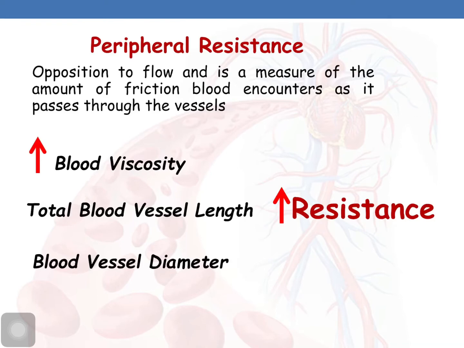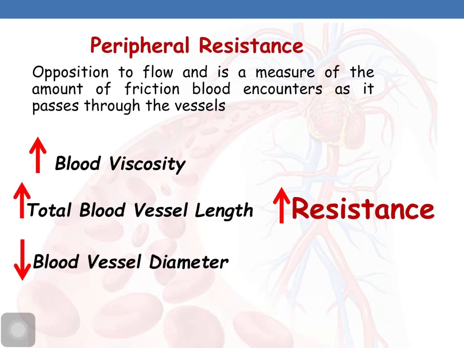Next is the total blood vessel length. The relationship between total blood vessel length and resistance is straightforward. The longer the blood vessel, the greater the resistance. For example, an infant's blood vessels lengthen as he or she grows to adulthood, and so both peripheral resistance and blood pressure also increase.